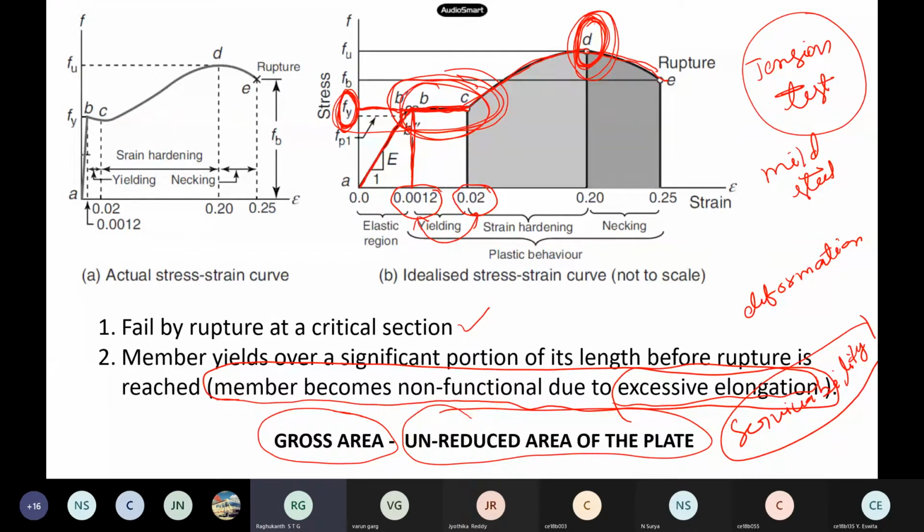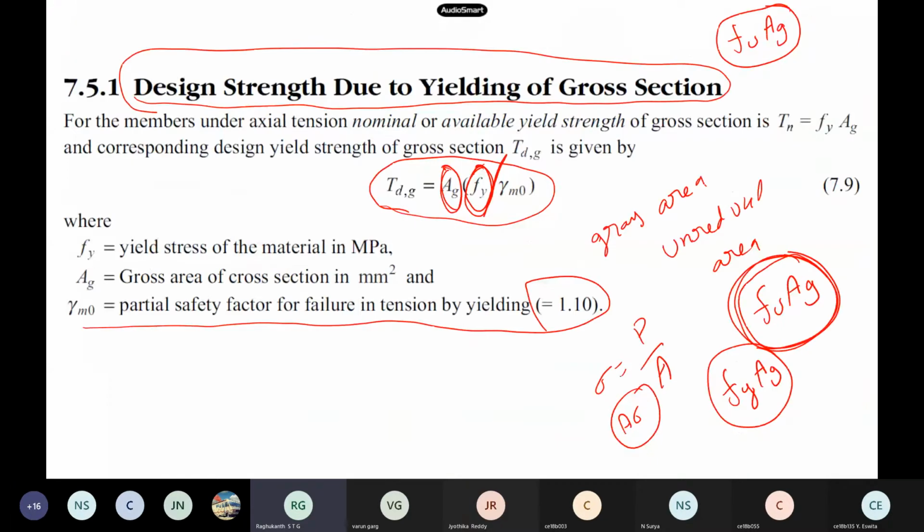Why do we use Fy in this one? Why do we use Fu in net section rupture itself? This is a formula given in the code. It's a simple formula. Load by area is a stress, so sigma is equal to P by A. So simply Ag into Fy, and of course we have a factor of safety. Ag is the gross area of the cross section, with no holes, nothing. So you do these calculations.